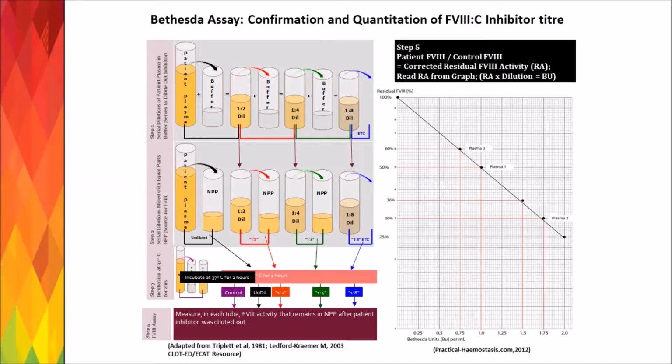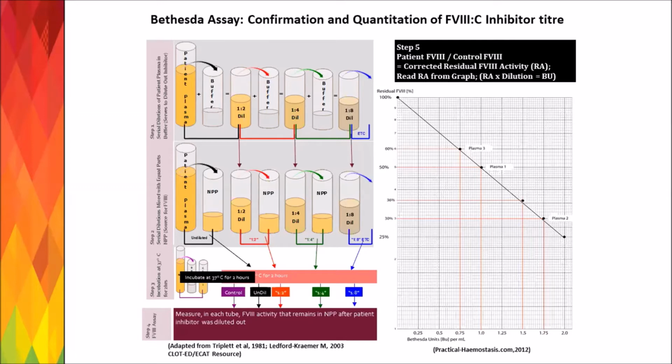Now, the principle is the same as the incubated mix. The only difference is that now you have a dilution range of your patient's plasma and you're incubating it with normal pool plasma. After 2 hours, if the patient plasma has inhibitors, it will neutralize all the factor VIII present in the normal pool plasma. The only difference here is that instead of an APTT, after the 2 hours, you're doing a factor VIII assay.